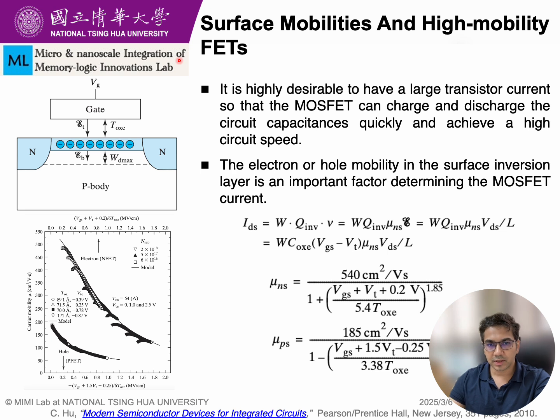So this means that the electron and hole mobility in the surface layer, or the surface inversion layer, are our concern at this moment. How easily the charge carriers move in the channel of the MOSFET is determined by the surface mobility. So the higher the mobility, the faster the movement, which translates to higher current and faster switching.